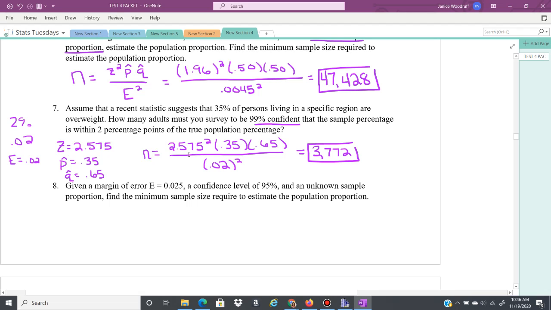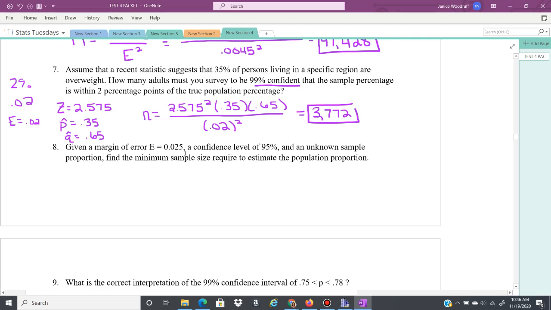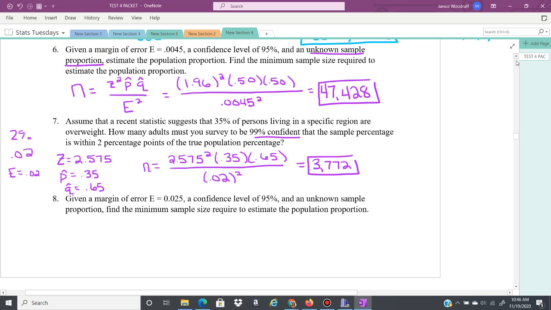All right, and then number 8, again, okay, we're doing the same thing here that we did in 6 and 7. Now we have a margin of error 0.025, confidence level of 95%, and an unknown sample proportion. So you're doing basically the same thing as number 6, except the margin of error changes. So everything else is the same. And our margin of error has changed. I lost my pen. Where is it? There it is. Okay. So in this one, you would have 95%. That's 1.96. It's unknown, so we're going to use 0.5 and 0.5 again.